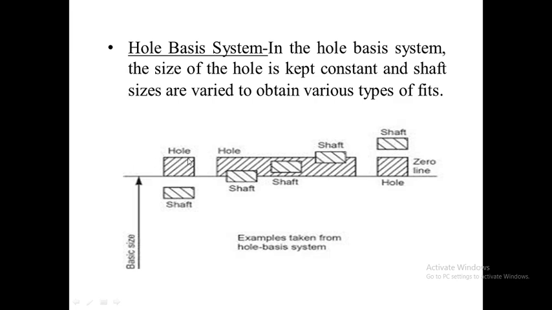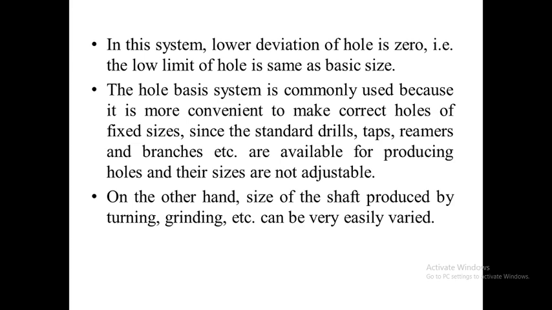So this line, that is the upper line, represents the upper deviation, and this line represents the lower deviation. Similarly, this line represents the upper deviation, this line represents the lower deviation. So in hole basis system, the lower deviation for the hole is always equal to 0, whereas the upper deviation is given. In the hole basis system, the lower deviation of the hole is 0. That is, the lower limit of the hole is same as the basic size, or we can say the basic size is same as the lower limit of the hole.